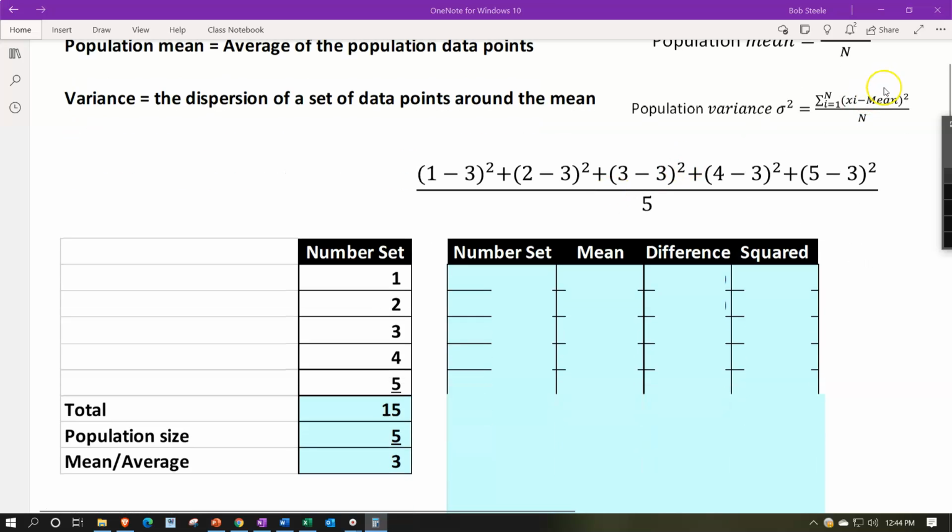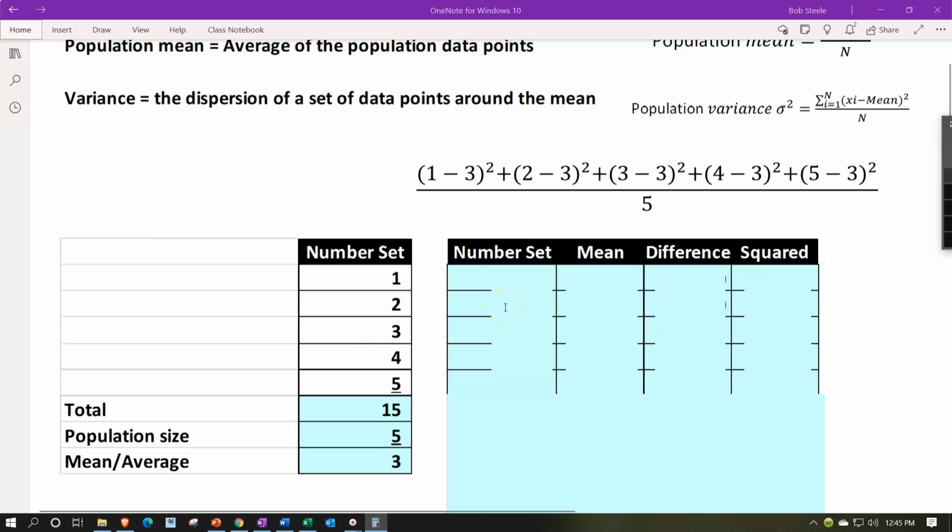We can use this calculation here, taking each of the numbers in the set minus the mean squared over the population, which if we did that mathematically would look like this. 1 minus 3, the mean, so that's the 1 minus the 3 down here, squared, plus 2 minus 3 squared, plus 3 minus 3, 3 minus the mean, squared, plus 4 minus 3 squared, and then 5 minus the 3 squared, divided by the population, which is 5. 1, 2, 3, 4, 5 in the population, and that would give us the variance.